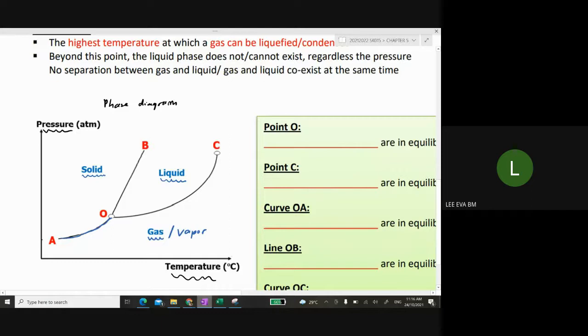All right, so AO will separate your solid phase and also gas phase. This line OB separates the phase between solid and liquid. And then OC separates which phase? Liquid and gas. So again, we're back to the triple point. Which point, A, O, B, or C, will you find three phases at the same time? C.